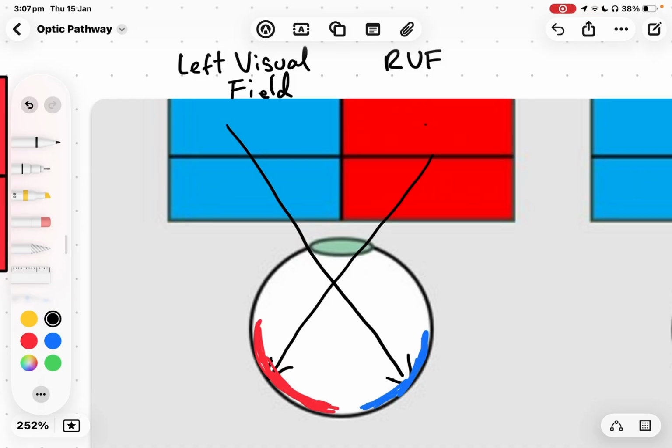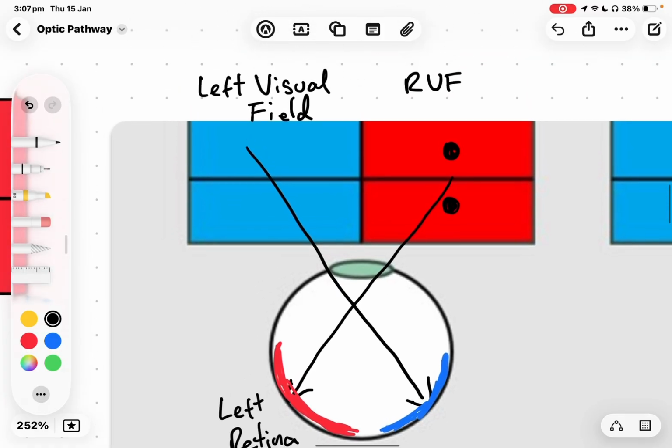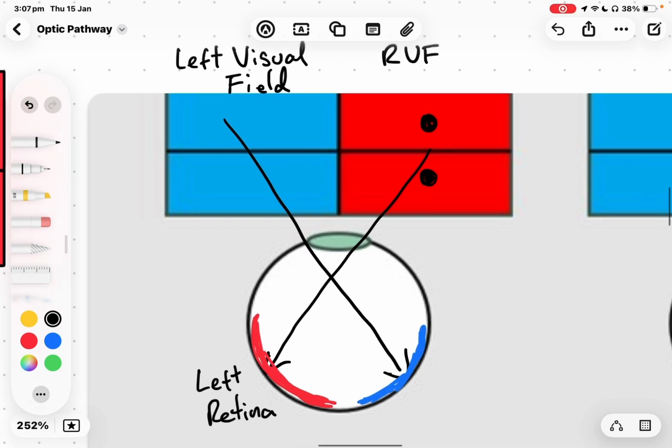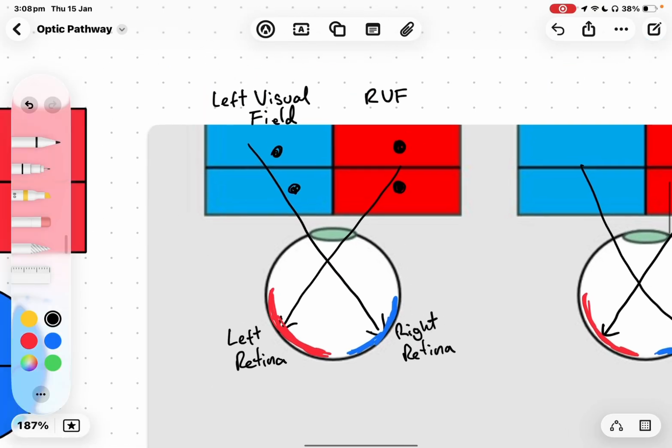And so this right visual field over here and here is crossing over, and it's being detected by the retina on the left side. So this would be the left retina. And then the left visual field here and here is being detected by the right retina. And so what we basically have is this giant sort of crossing over.